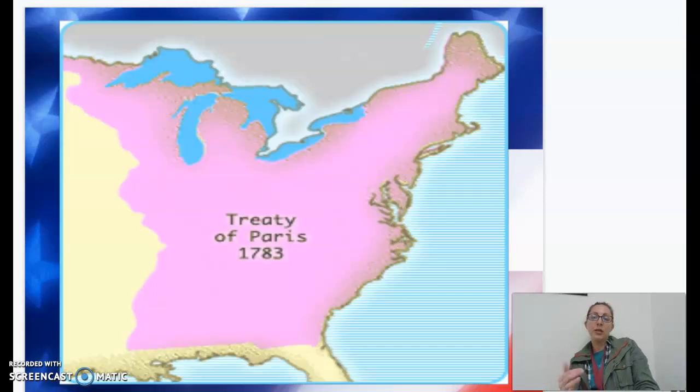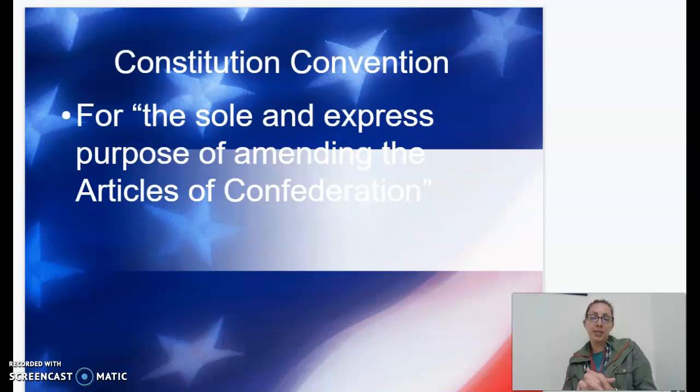All this, though, even though we've increased the size of our nation and gained independence and all these wonderful things, there's a lot of problems. There's no executive branch. There's no judicial branch. There's only Congress, and they have very little power. So to address this, they hold a constitutional convention, and they decide that they have to amend the Articles of Confederation. By amending the Articles of Confederation, they can address those problems.